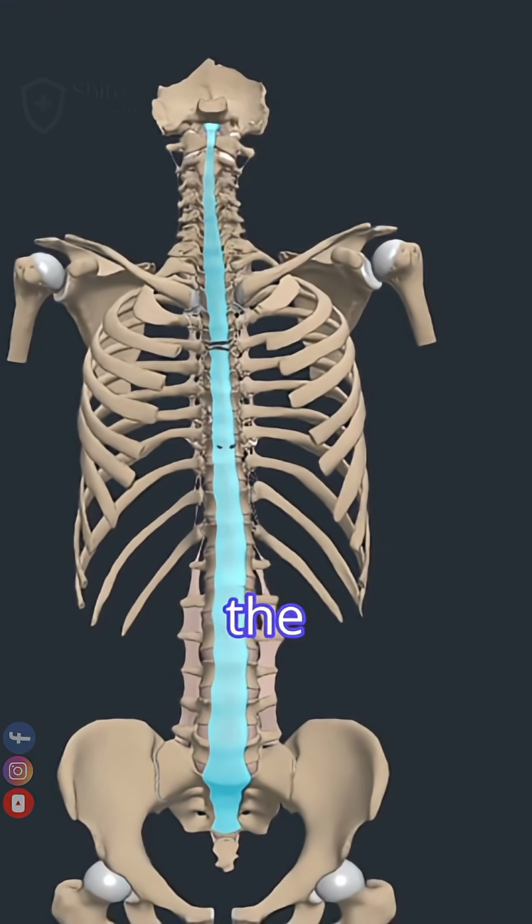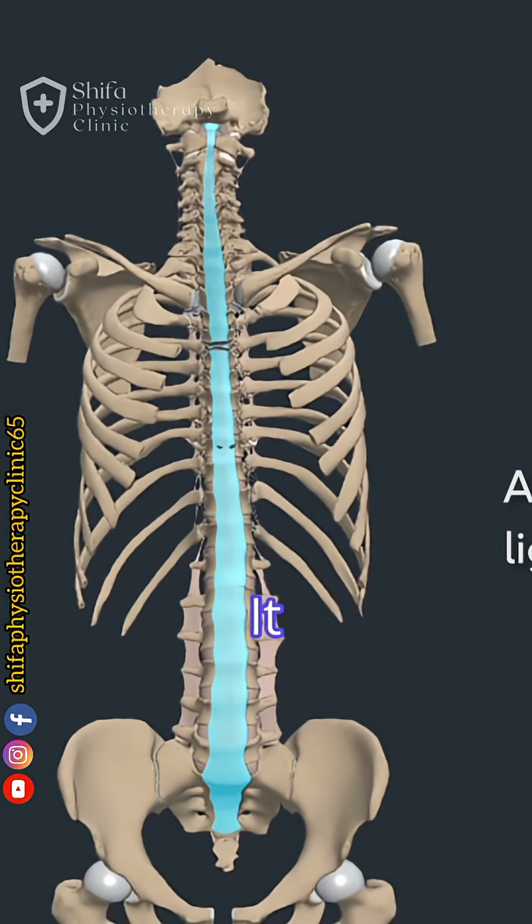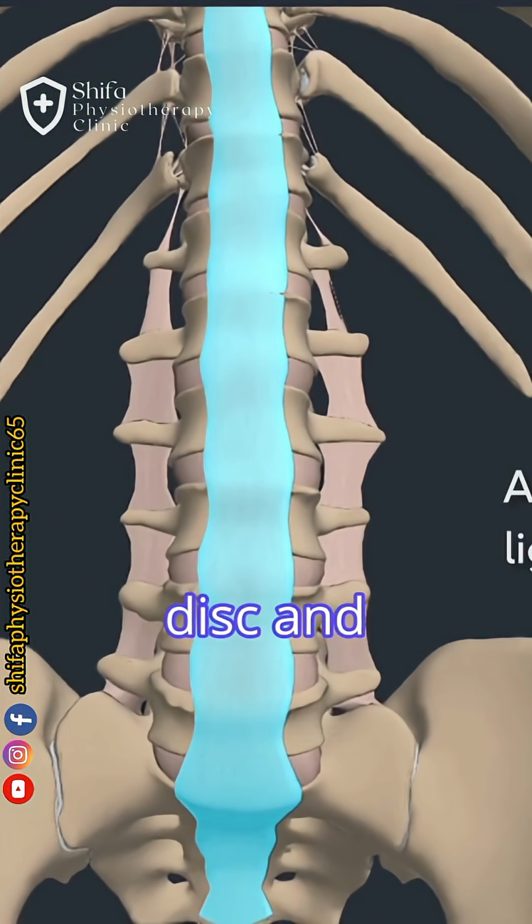On the anterior surface of the vertebral bodies is the anterior longitudinal ligament. This ligament starts at the base of the skull and runs down to the sacrum. It reinforces the intervertebral disc and limits extension of the spine.